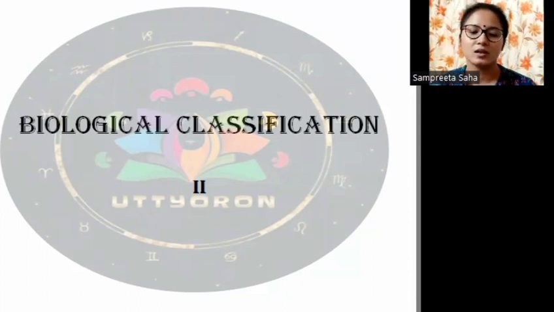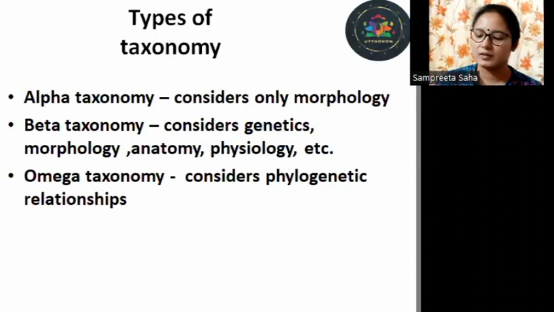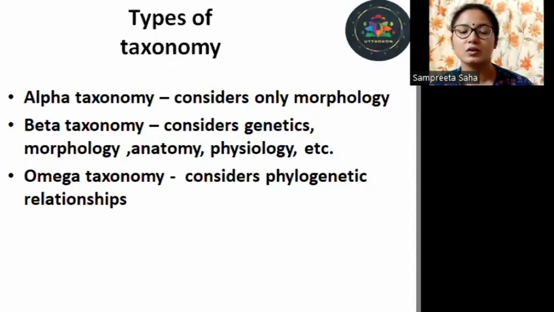Now, this subunit is part of the unit Diversity of Living Organisms, which is part of your syllabus. In the last video, I discussed the terms systematics, taxonomy, and mainly the difference between the two. I also discussed a little bit about the branches of taxonomy. Here in this video, we will be continuing with the rest of the unit. First, we have the types of taxonomy. Last video, it was branches of taxonomy. Please do not get confused.